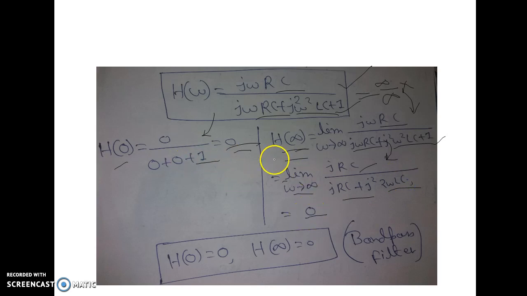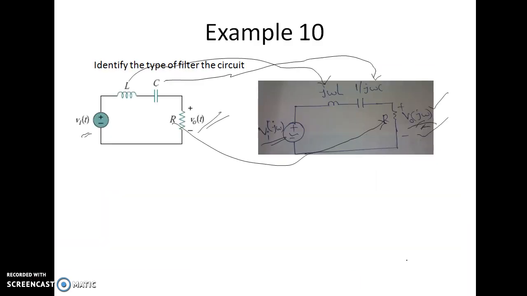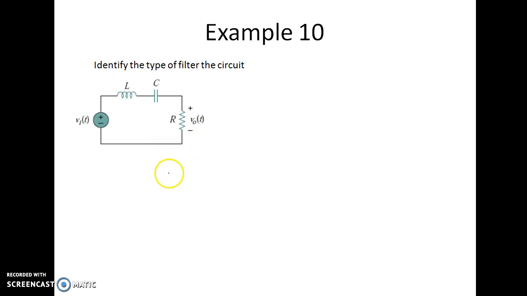So from these two, we are getting H of 0 equal to 0 and H of infinity also equal to 0. This is the criteria for a band pass filter. So this circuit is nothing but a band pass filter. This is the process you all know for analyzing the circuit.